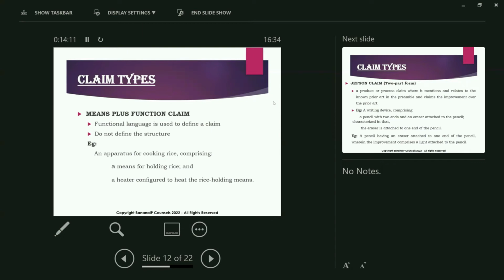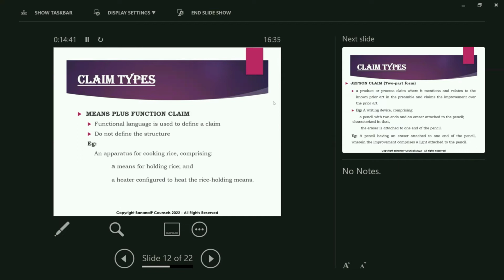And the format of these means plus function claims usually includes the word means, which will be followed by a function. So if you see here in the example, it says an apparatus for cooking rice comprising a means for holding rice and a heater configured to heat the rice holding means. So we are not talking about what that feature is. We are not talking about that element. Here we are just referring to it as a means.